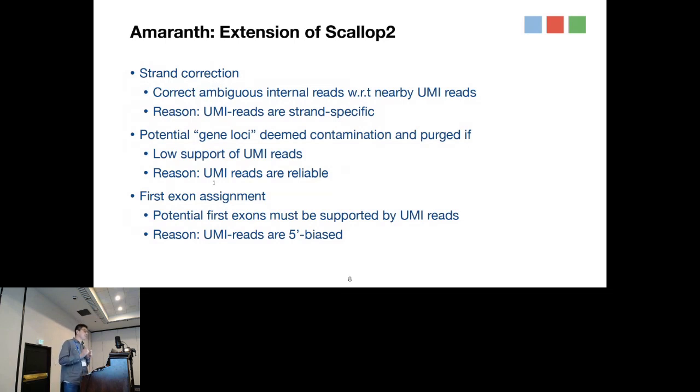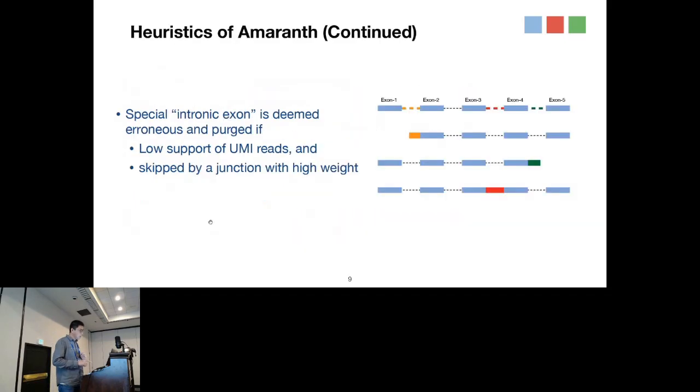Second, we think UMI reads are more reliable, and therefore if a gene locus contains zero UMI reads or a tiny fraction of UMI reads, we think they are probably contamination, and therefore we discard that gene locus. Third, because UMI reads are 5' biased, they are concentrated on the 5' side of the molecule. So we think it's safe to assume that the first exon, the exon at the 5' side, should be supported by some UMI reads, and we enforce that.